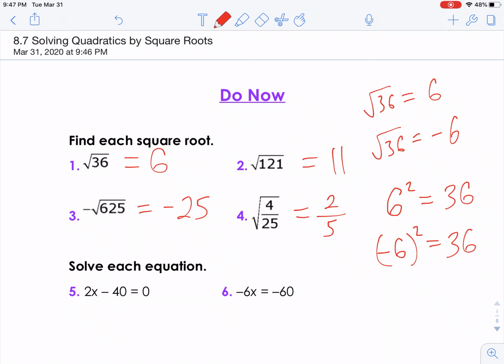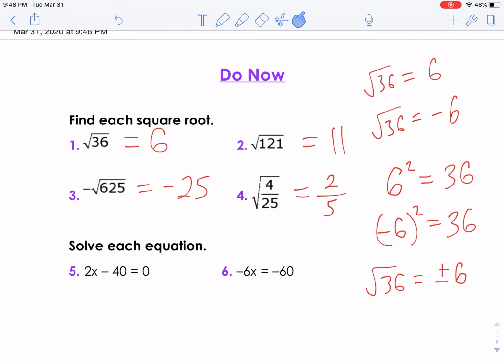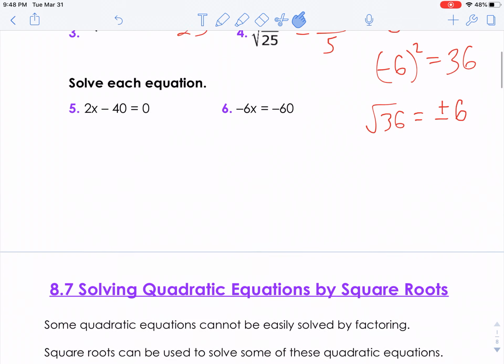So the square root of 36 is actually two answers. And the way we represent these two answers is by writing a plus minus symbol. Plus minus 6 represents both answers to the square root of 36. It's the positive 6 as well as the negative 6. Those are both correct answers to the square root of 36. And that goes for all these examples. And that's a very key distinction that we have to remember when we do this lesson.